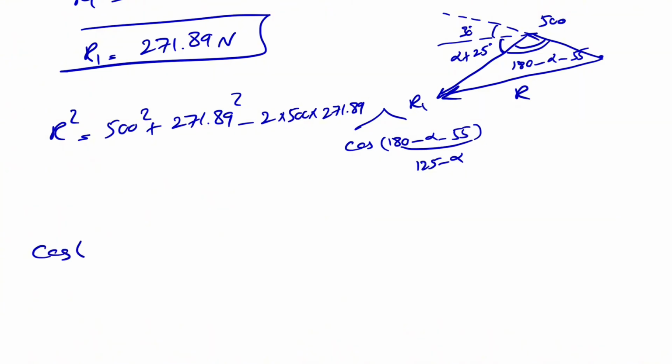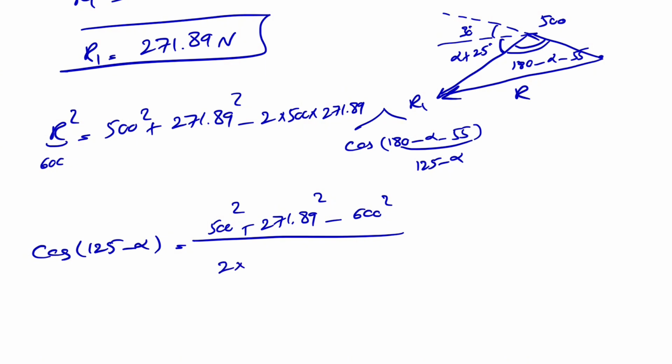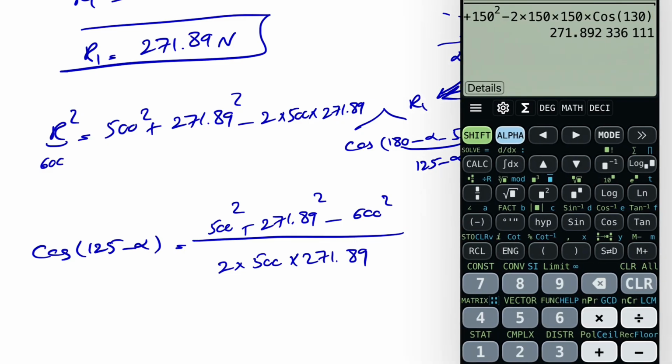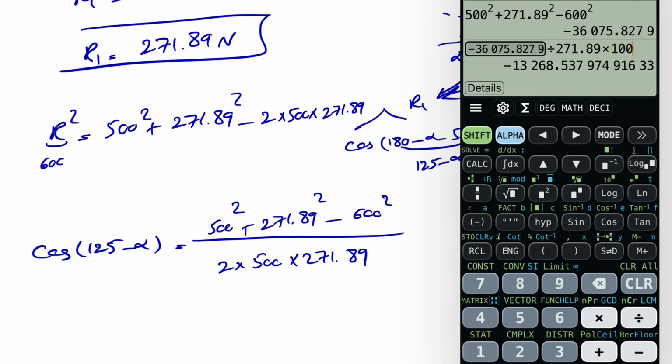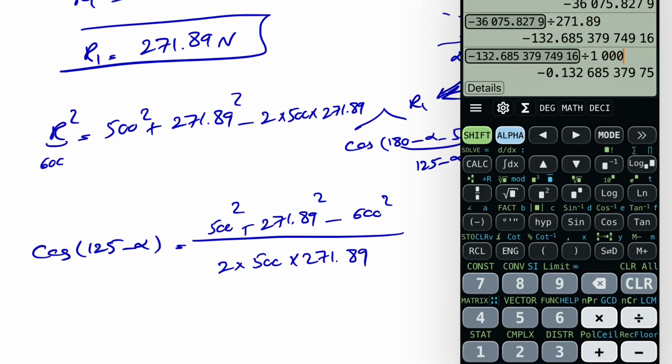So if we want to find the cosine of 125 minus alpha, we have R squared. We know this is 600. So it will be 500 squared plus 271.89 squared minus 600 squared, divided by 2 times 500 times 271.89. So let's figure out this value first. So 500 squared plus 271.89 squared minus 600 squared. We're going to divide that by 271.89 times 1000.